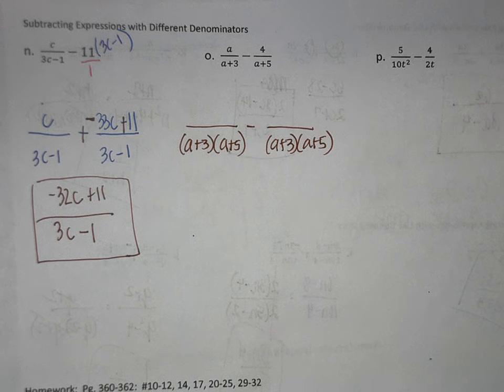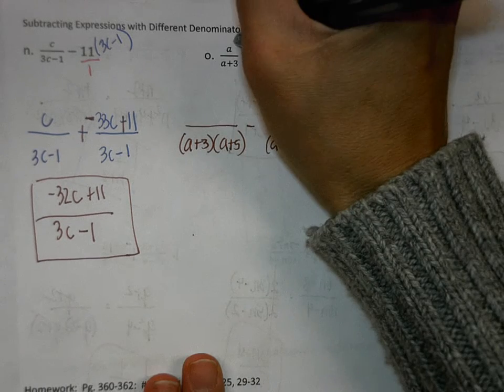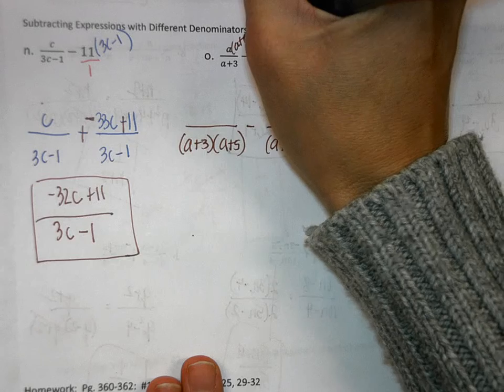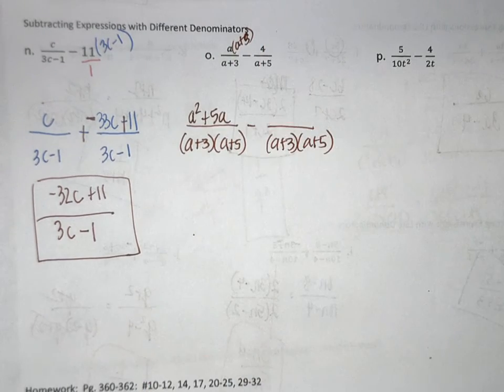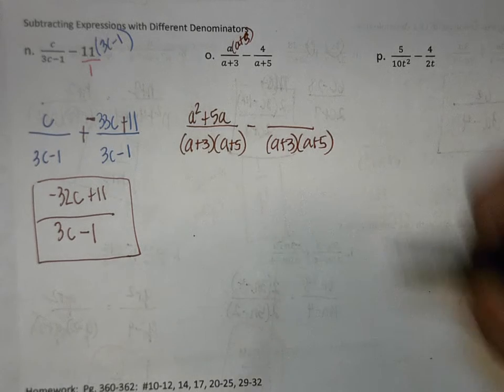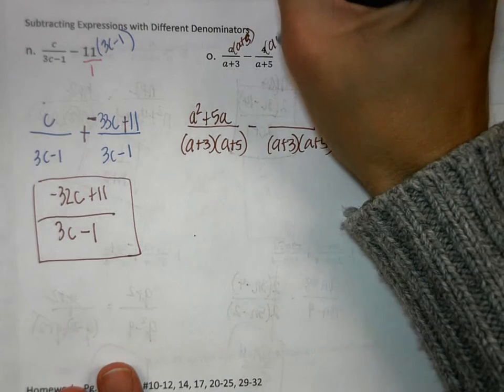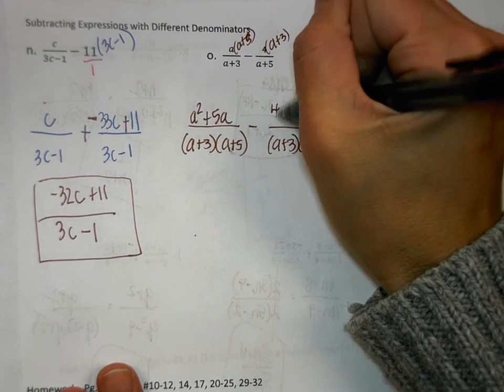Okay, so on the first fraction, what is it missing? A plus 5. Good. And so that means that I'm multiplying a times a plus 5. And so we get a squared plus 5a. The second fraction, what is it missing? So that means we're going to get 4a plus 12.